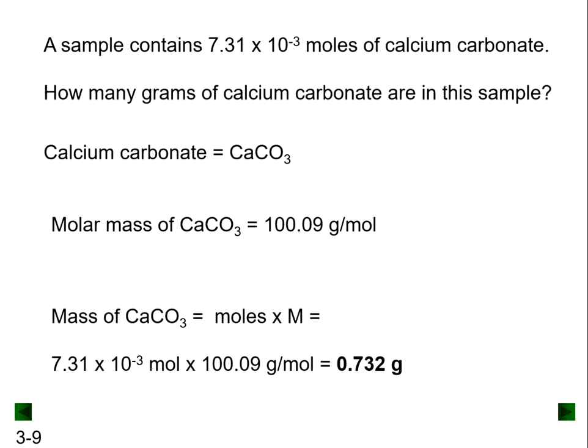0.732 grams. In this case, the answer has 3 significant figures because we take one number with 3 significant figures multiplied by a number with 5 significant figures. Our answer should have 3 significant figures, which it does.